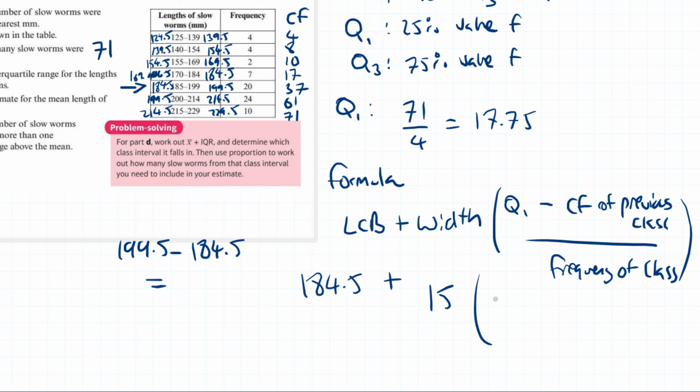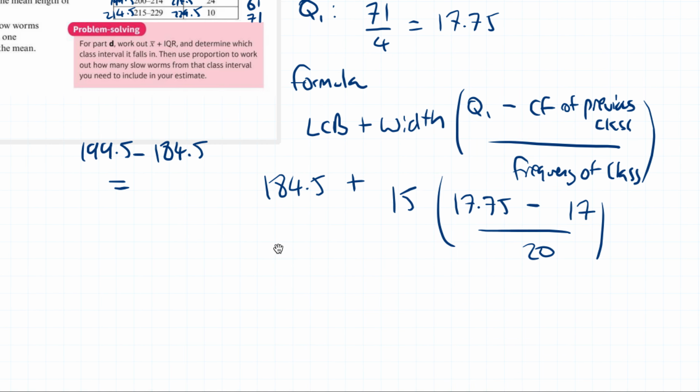Then we plug in Q1, so Q1 here is 17.75, minus the cumulative frequency of the previous class. So we go to the previous class and we look at that, so that's 17, divided by the frequency of the class. In this case, the class frequency is 20, so we divide it by 20. From here, we just plug it into our calculator. So 184.5 plus 15 times 17.75 minus 17 over 20, which is equal to 185.0625.